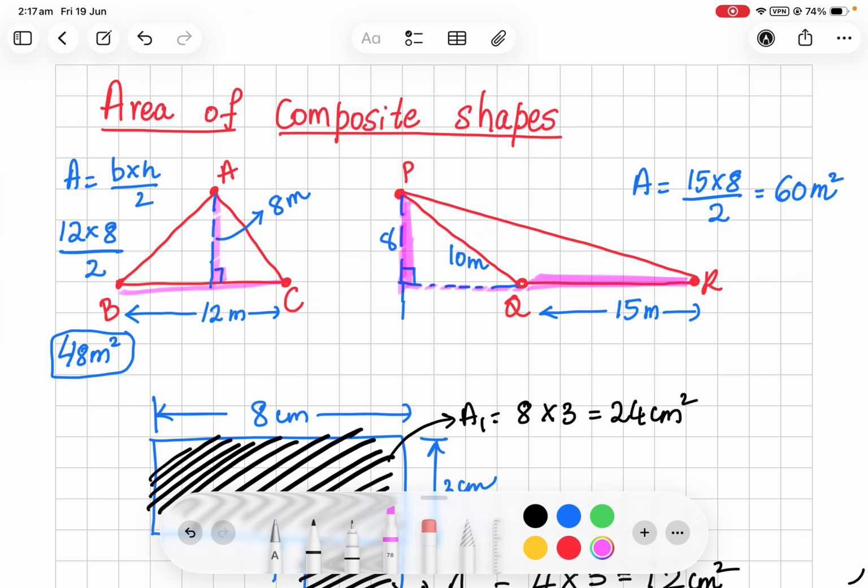Some students like doing half times base times height, but I think this is a better way because you can simply do 2 goes into 8 4 times, and 15 times 4 is 60. So I feel this is faster, but it depends on whichever method your brain is processing, go for it.